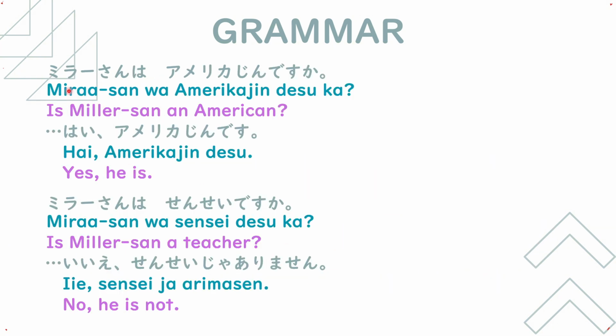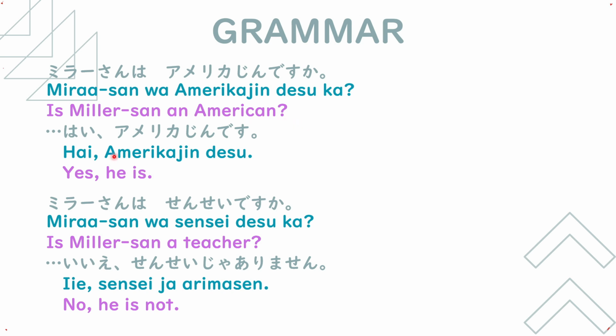For example, we have Mira-san wa Amerikajin desu ka? Again, this is the same order as noun 1 wa, noun 2 desu, right? So Mira-san wa Amerikajin desu ka? We just add the ka at the end to make it into a question. So this means, is Miller-san an American, or is Mr.